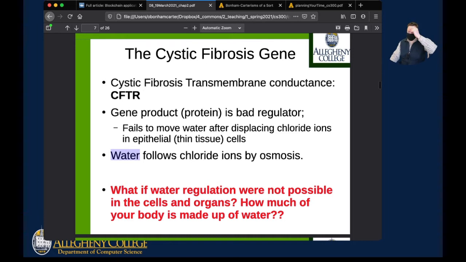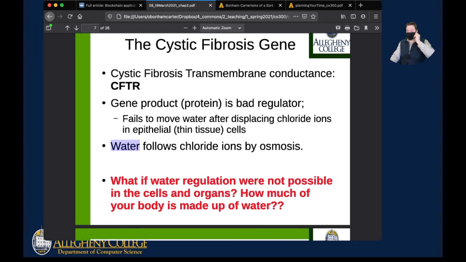So let me just ask you something here. Imagine that you're unable to regulate the water in your cells. Could that be bad? Is that a terrible thing? If you think about how much of your body is made up of water, it makes sense that you really do need to be able to move that water around to different places. Managing water in your body is absolutely essential to health.